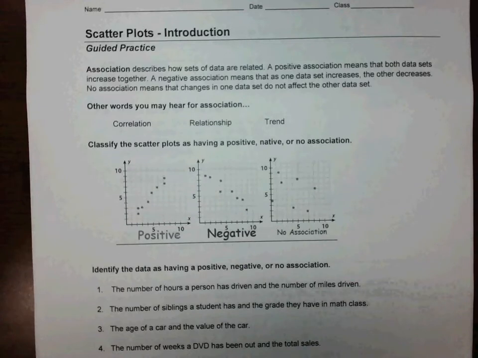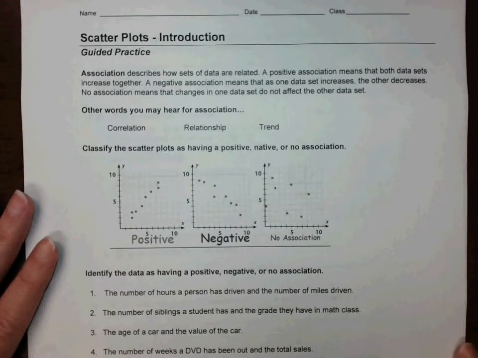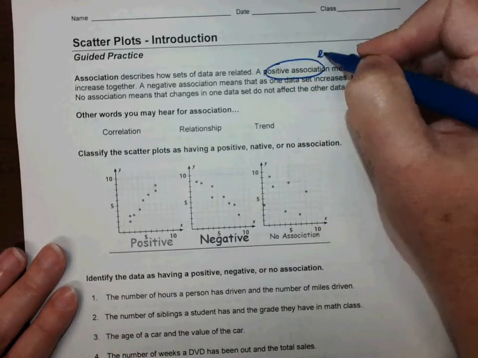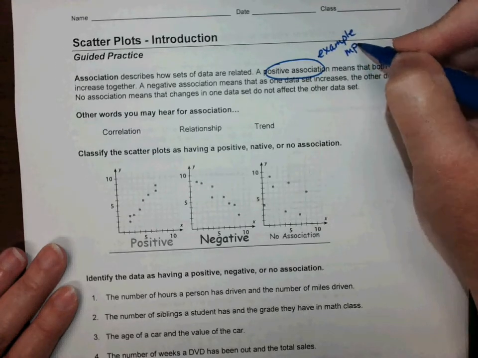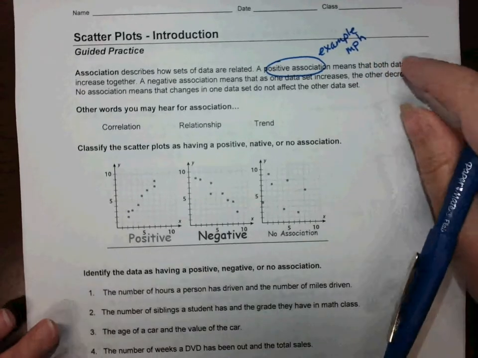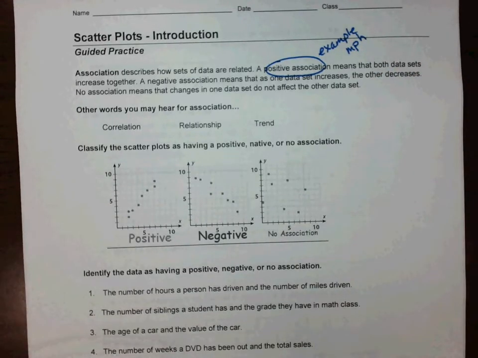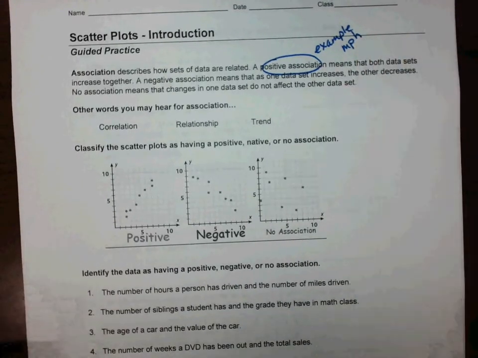It's positive if both the variables are increasing together. So for example, miles per hour is a positive association because the more miles I drive, the more hours I drive, the more miles I drive. They're both increasing together. Okay?